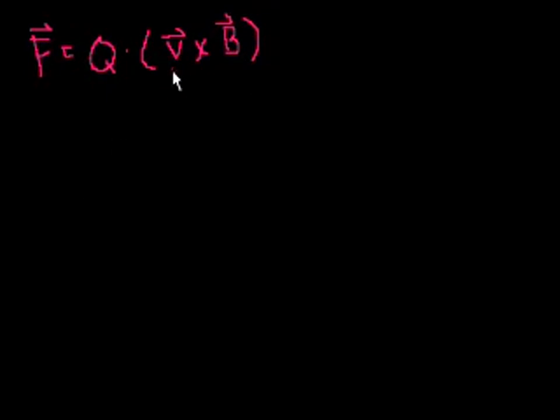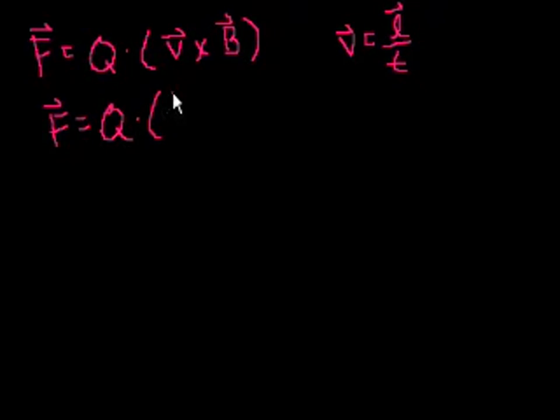Now, isn't the velocity vector just the same thing as the distance vector divided by time? So the velocity vector is equal to, let's call the distance that the electron travels L, distance divided by time. So we could rewrite that the force vector is equal to the charge times, and I'm doing this on purpose, 1 over time, times the distance vector, and you take the cross product with the magnetic field. All I did is I rewrote velocity as distance per time.